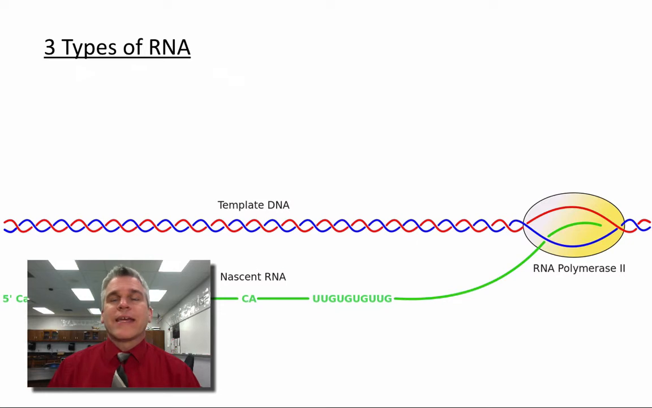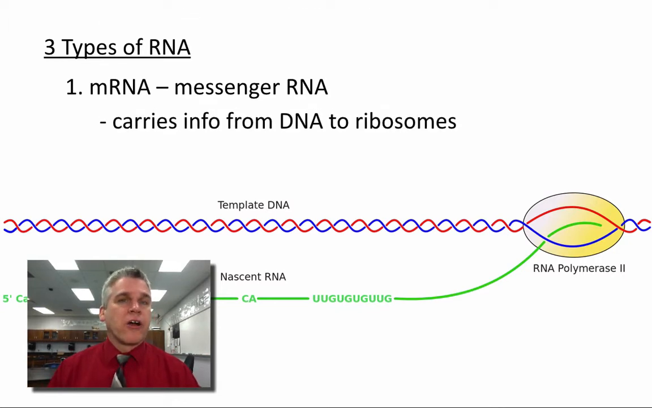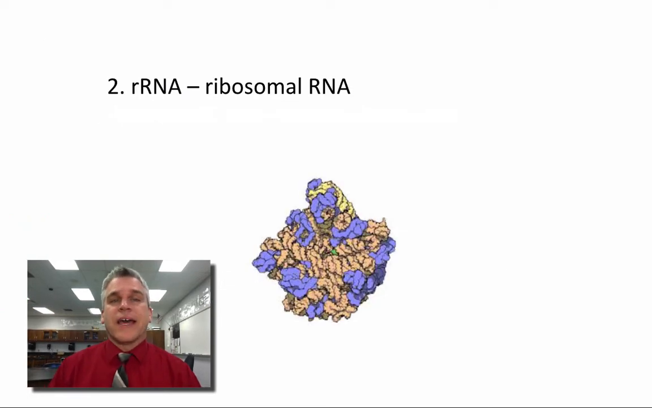There are three different kinds of RNA, and they each have a different job to do. The first type is called messenger RNA, which we abbreviate with a lowercase m and a capital RNA. The job of messenger RNA is to carry the information from the DNA out to the ribosomes where the proteins are made. Recall that DNA can't leave the nucleus, and so this is carrying the message, if you will, of DNA to the ribosomes.